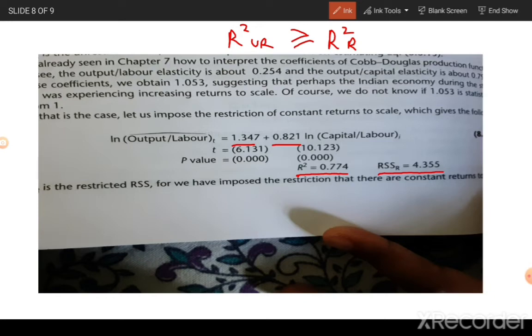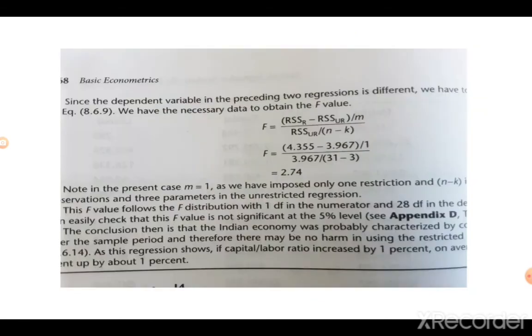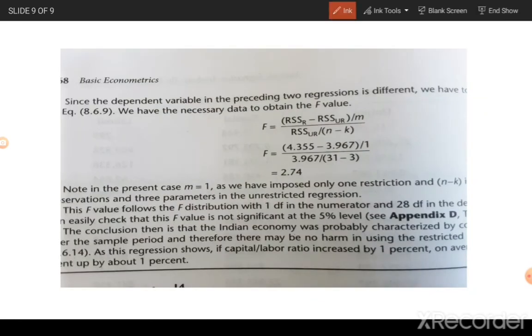The subscript r means it's the restricted model. It is 4.355. Okay. Now, the unrestricted model, the dependent variable was ln y, or log of output. In my restricted model, my dependent variable is log of output per unit of labor. Since the dependent variables are not the same, remember, I can only use this particular formula in terms of the RSS, or the residual sum of squares. So I'm calculating the F statistic.